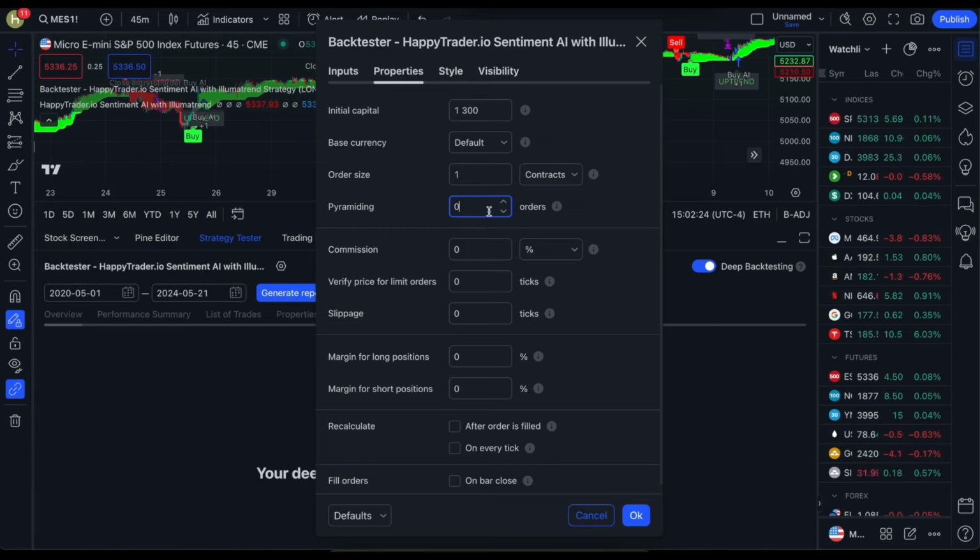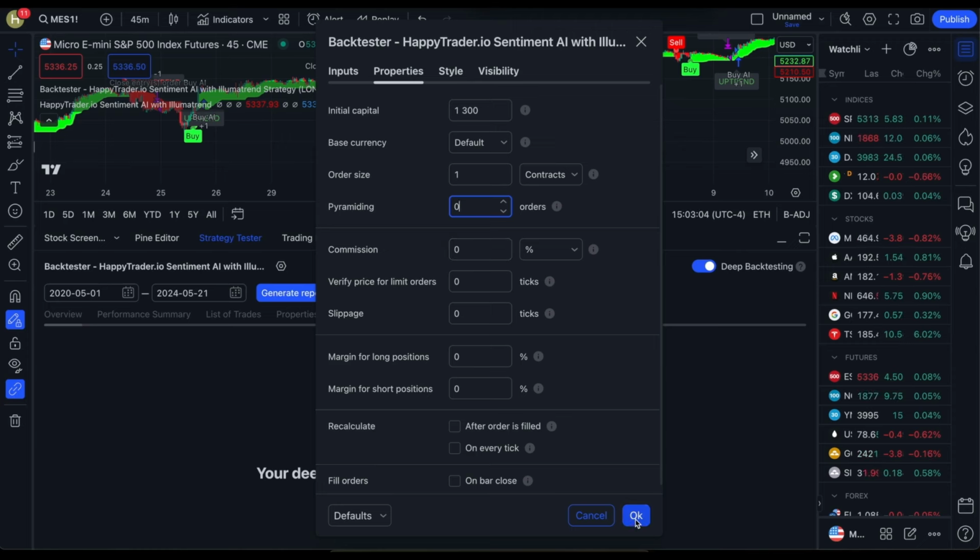We're not going to do any pyramiding because we're using a 45-minute time interval. Even though we're going from 2020 to 2024, we're still going to leave this at one contract and not put pyramiding, not calculate commissions, because you're going to see that the number of trades is not going to be that crazy since 2020 on a 45-minute time interval.